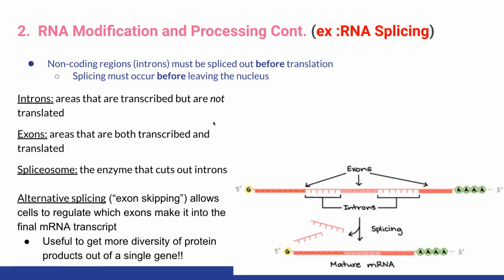Okay. And then just some more to become mature mRNA. If you have introns, which are areas that are transcribed but not translated, and exons that are both transcribed and translated, then to become mature RNA, the introns need to be spliced out. That's done by the spliceosome. And then you also have alternative splicing, which allows cells to regulate which exons make it into the final mRNA transcript. It's useful to get more diversity of protein products out of a single gene.